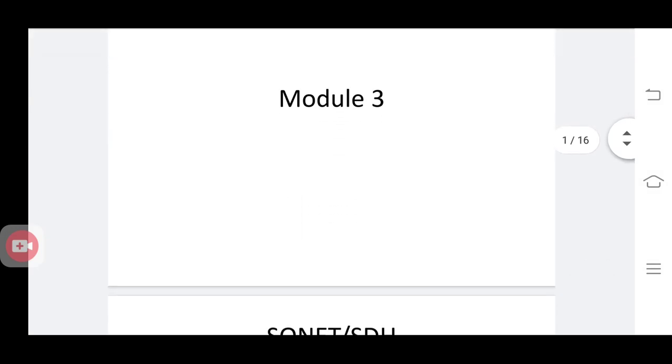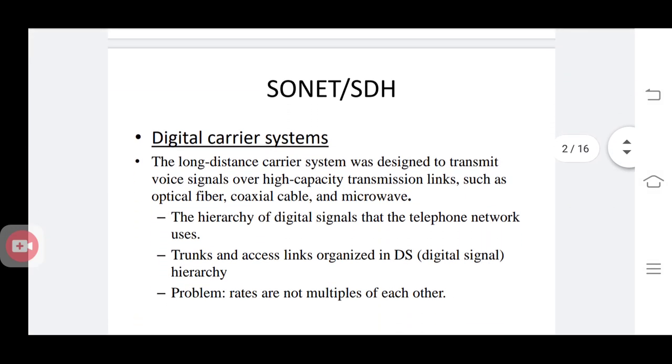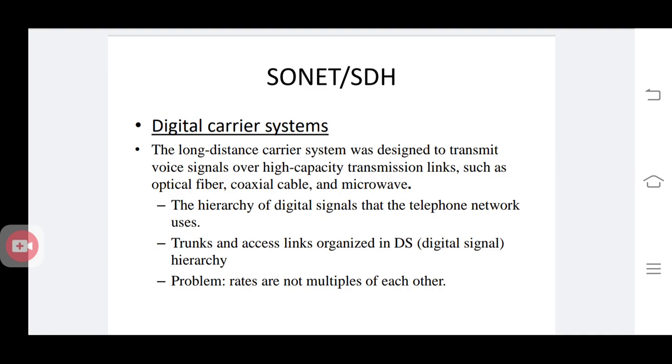In this video, we can study the next portion of module 4, that is SONET/SDH. What do you mean by digital carrier system? It's a carrier system which is used to transmit voice signals over high capacity transmission links such as optical fiber, coaxial cable and microwave.